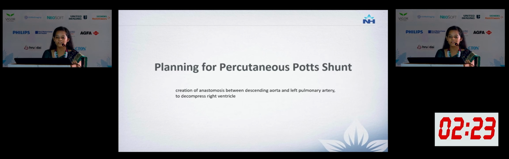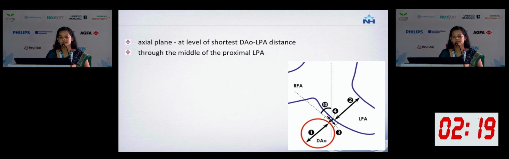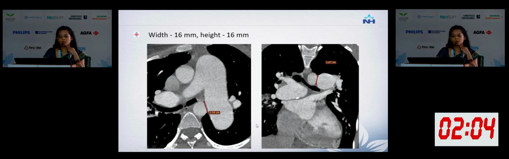So we have done one such procedure, so I'll just very quickly take you through what it is. What we need to do first, very simple, in the axial plane itself, we go to the plane where the MPA bifurcation is. You can see the LPA and the descending aorta close to it. So we go to that plane where the descending aorta is closest to the LPA. At that plane, we see how much is the contact.